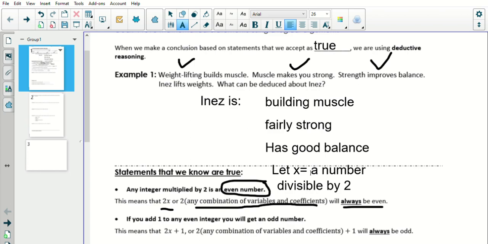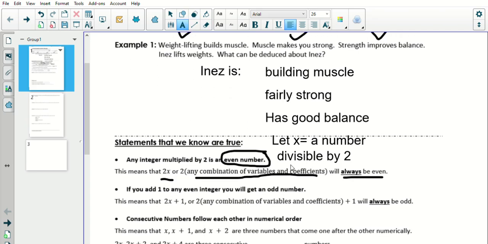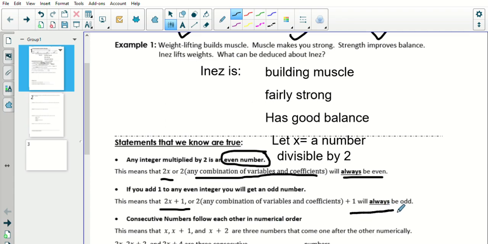Well, do we have a way to guarantee something is going to be even? We do. We can multiply something by 2. If we multiply any number by 2, it is going to be an even number. Well, how do I get to odd? I can add an odd number to it. The simplest odd number that we can add is 1. So in effect, 2x plus 1 will always be odd.